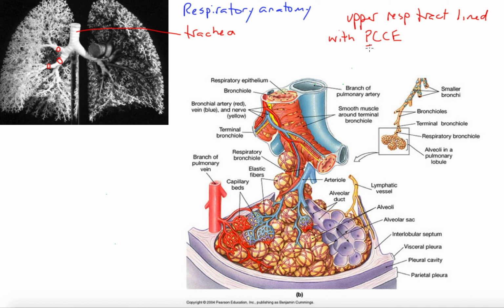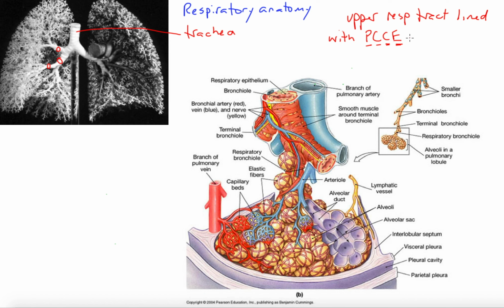Pseudostratified means it looks like it's more than one layer, but it's one layer. Ciliated, I didn't say that term. Ciliated means it has cilia on its surface, and cilia serve to move the mucus that this membranous layer produces. We'll come back to that. Columnar means the shape of the cells are tall and thin. And of course, it's an epithelial tissue. So pseudostratified ciliated columnar epithelium lines this upper respiratory tract. Again, the nasal cavity, and then the trachea and larger branches that come off of the trachea are lined with this mucous membrane, a component of which is pseudostratified ciliated columnar epithelium.